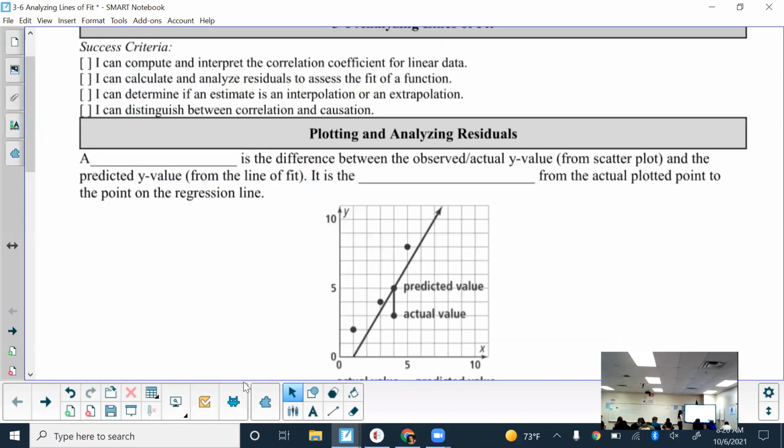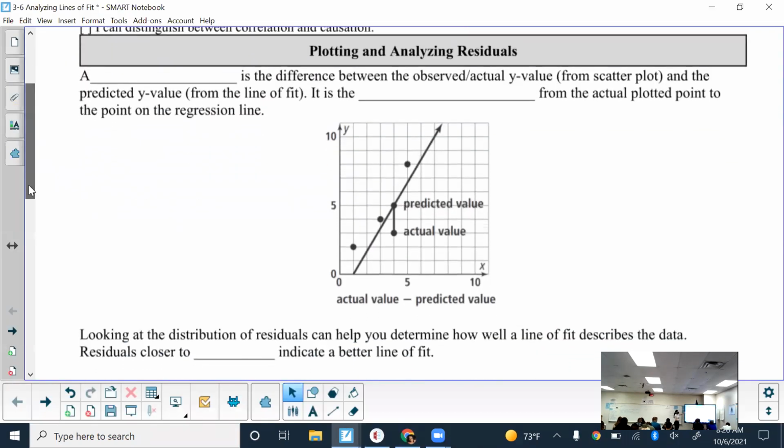All right, but let's go ahead and jump into the lesson. So first thing we're going to talk about is analyzing your trend lines. So I have this paper in front of you.